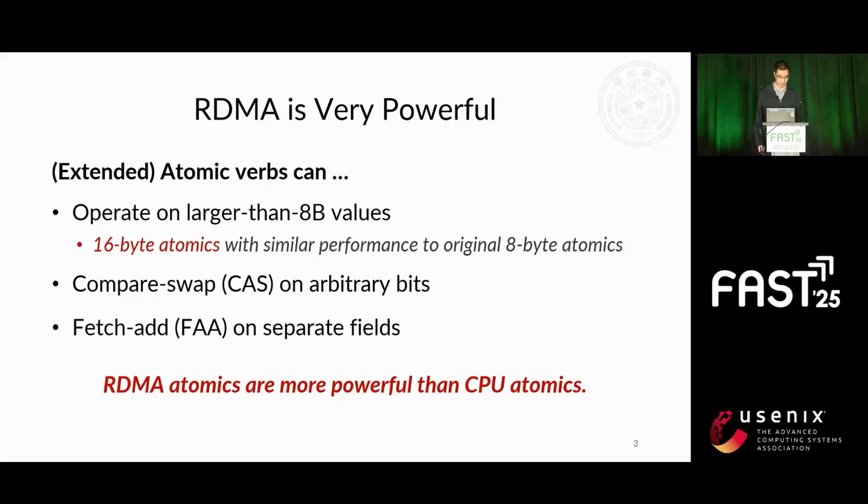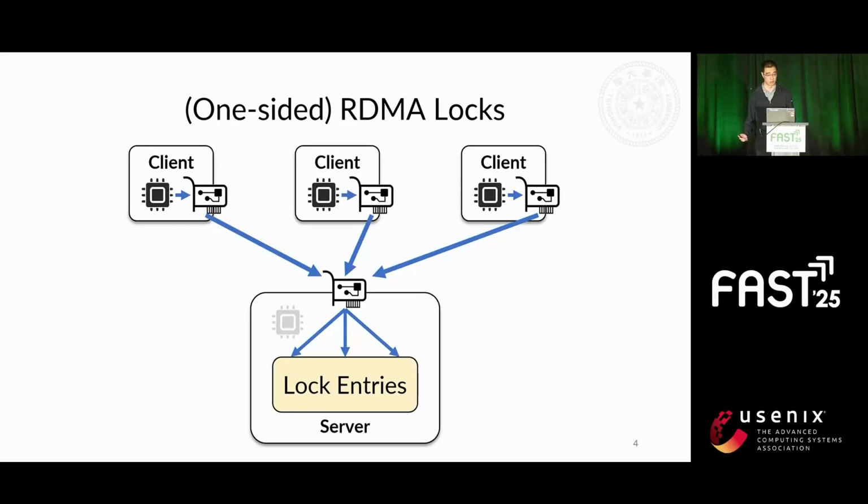This fact drives us to develop new distributed protocols with the help of RDMA, for example, lock protocols. In RDMA locks, clients directly read and write lock entries stored on the server. They coordinate with each other as if in a single machine, except they access the memory with RDMA verbs. This scenario is also called a one-sided lock because only client CPUs are active, while server CPUs just do nothing.